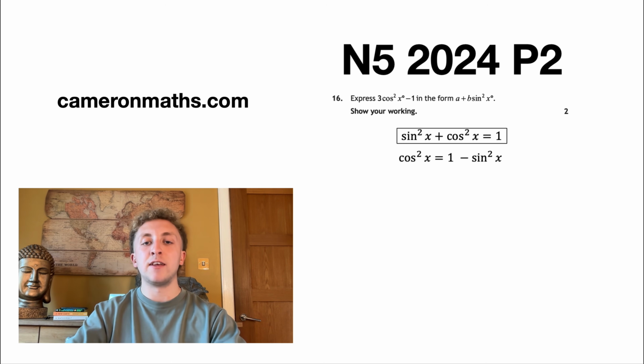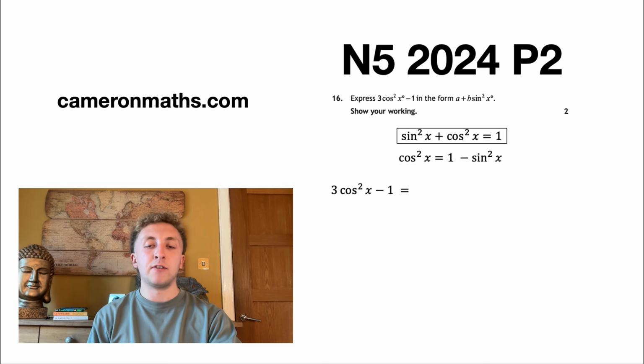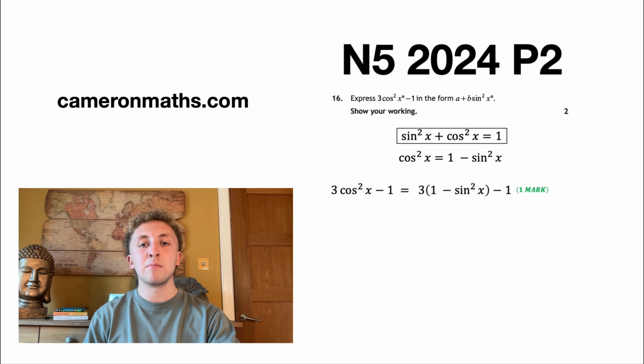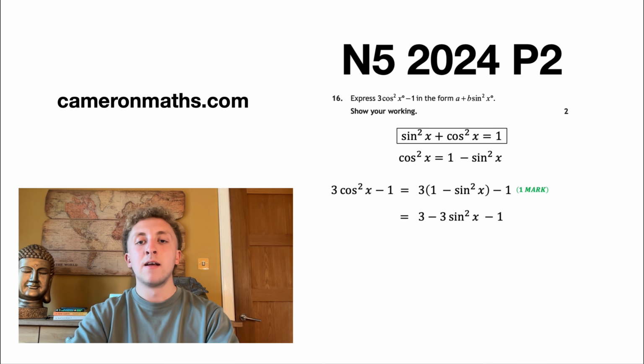That means we can write 3 cos squared x minus 1 as 3 times (1 minus sine squared x) minus 1. We'll break the brackets out and we get 3 minus 3 sine squared x minus 1, and then that 3 minus the 1 at the end leaves us with 2 minus 3 sine squared x.